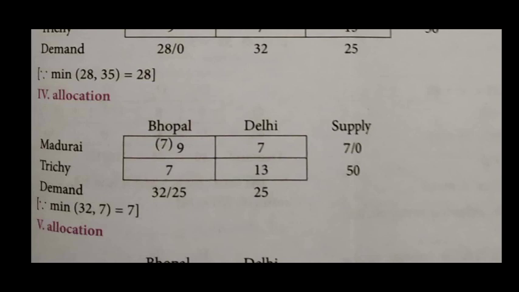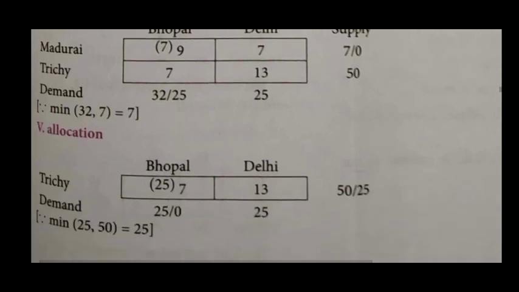Now compare the minimum value between 32 and 7. So once again 7 is the minimum. 7 minus 7 we are getting 0 and 32 minus 7 becomes 25. Now the first row having 0 element, therefore it is eliminated. Now we are having only Trichy.